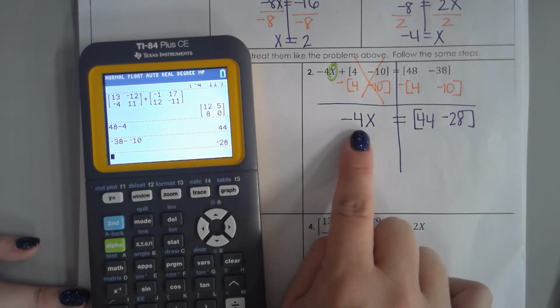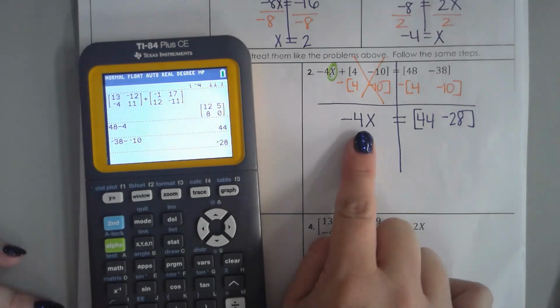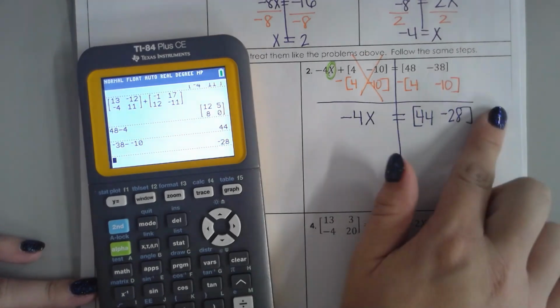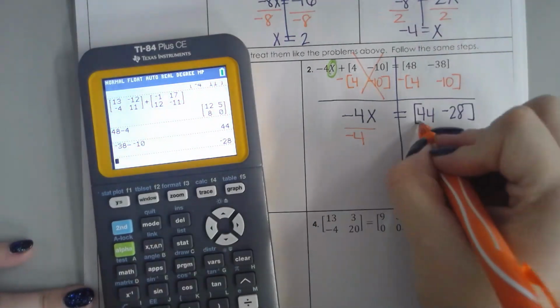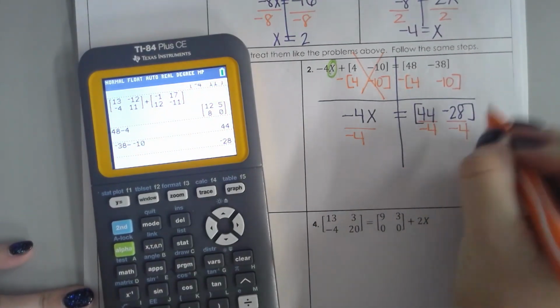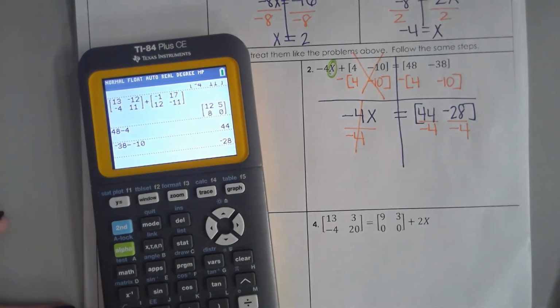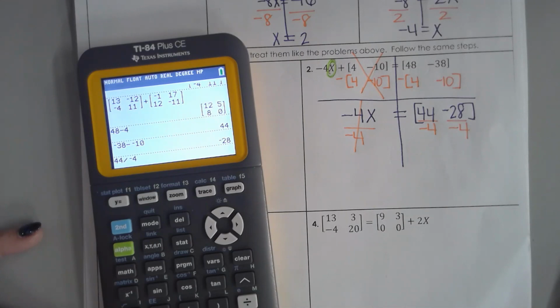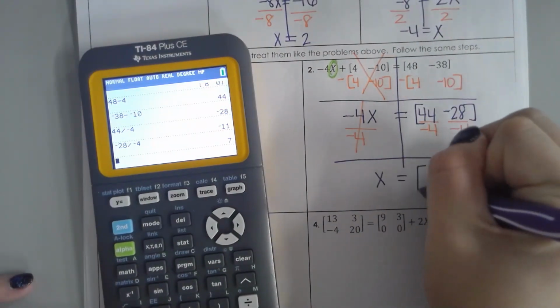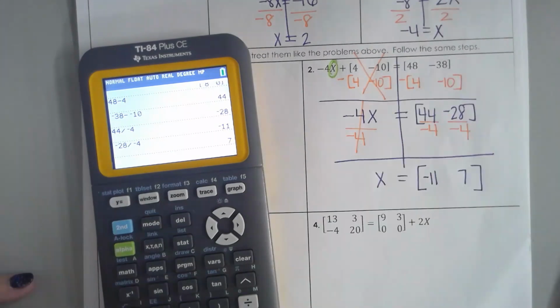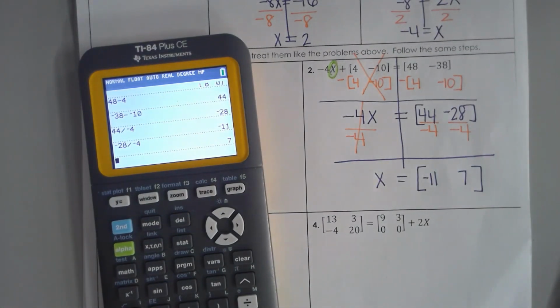No. Nope, there's a negative 4. Now, your calculator won't let you type in a whole matrix divided by a number. But what you can do is divide each number individually. So these you will have to type in 44 divided by negative 4 and negative 28 divided by negative 4, to get your final answer.